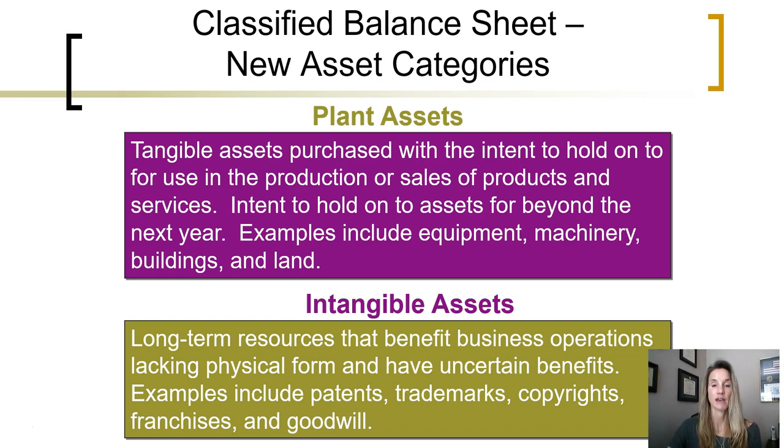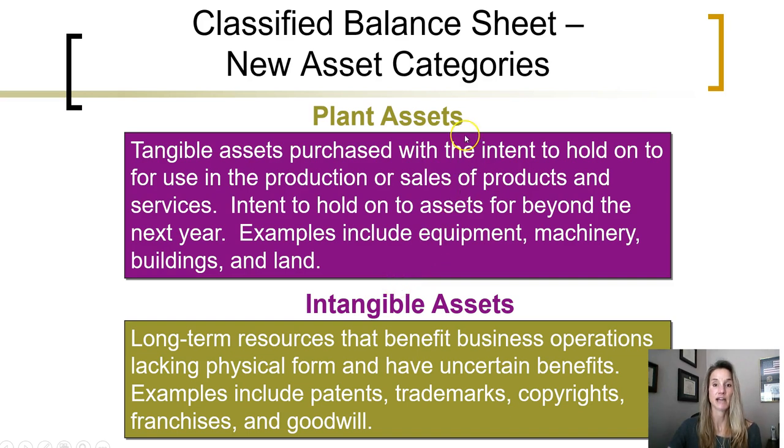Any asset that is used up or converted to cash sometime within the next fiscal year or current operating cycle would be considered a current asset. Any asset that management intends to hold on to beyond the next year or operating cycle is considered long-term. And typically companies will have really only two categories of long-term assets.